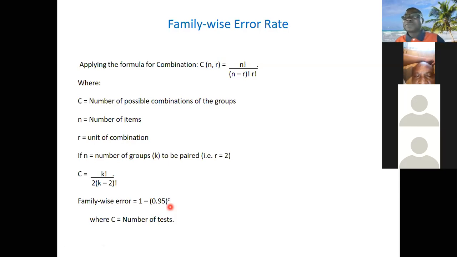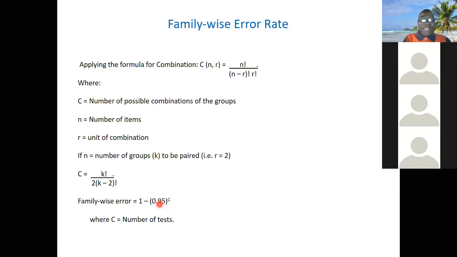You now multiply that 0.95 by itself the number of times you are carrying out the test. That is, if you are carrying out the test 3 times, you say 0.95 raised to power 3, 0.95 times 0.95 times 0.95. Now remove it from 1. It gives you the family-wise error.